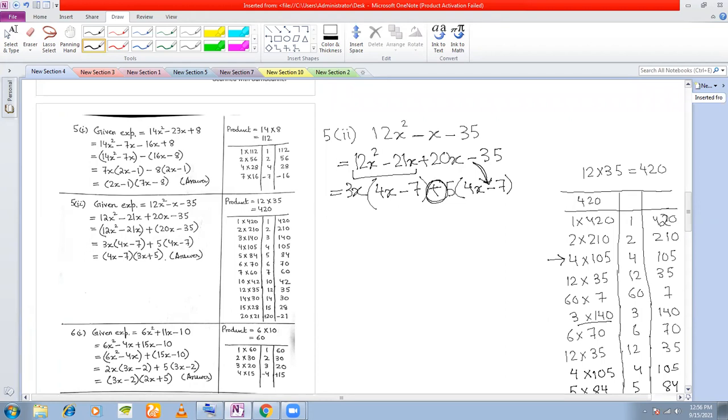Whenever you're keeping a positive sign outside, do not change the sign. And if you are keeping a negative sign here, change this sign.